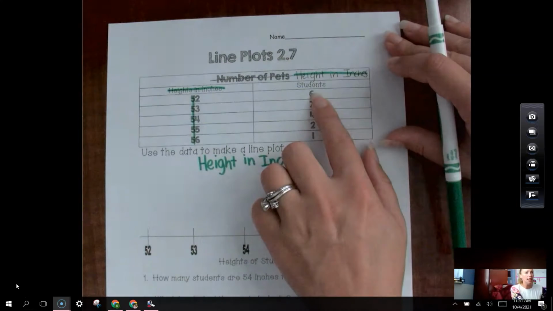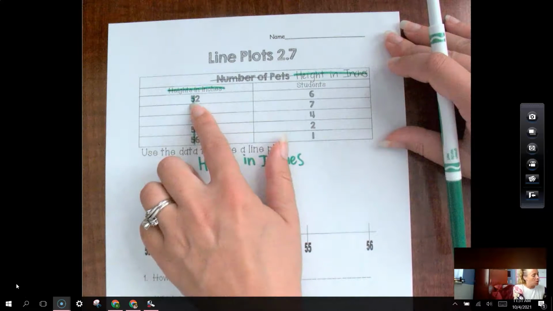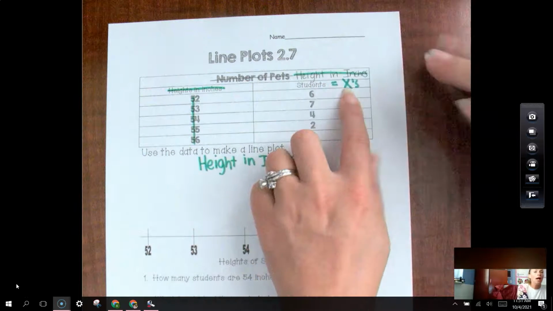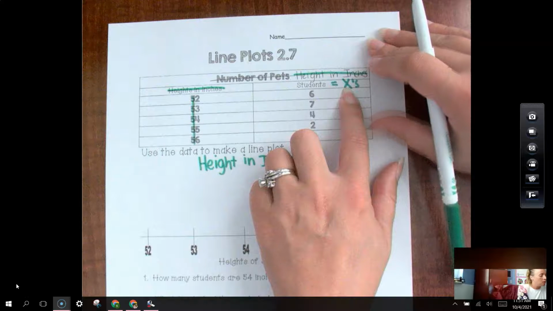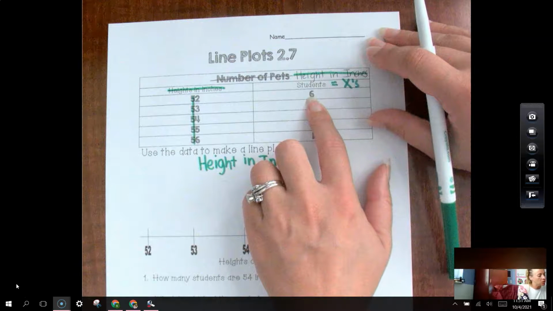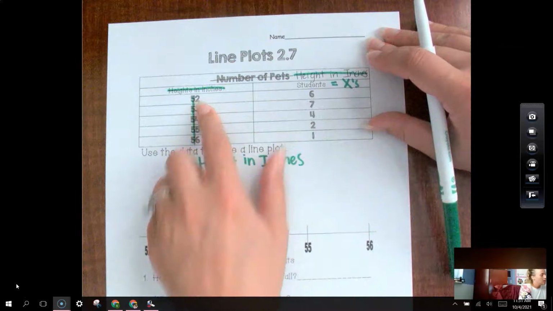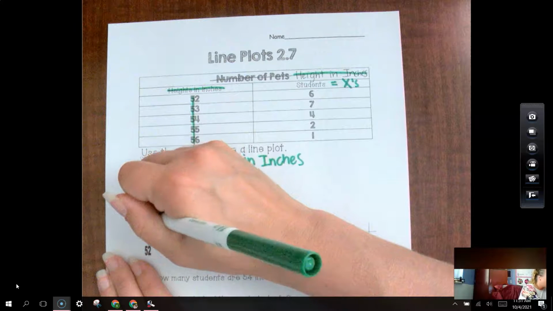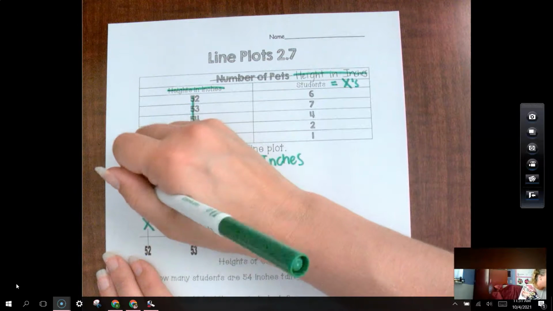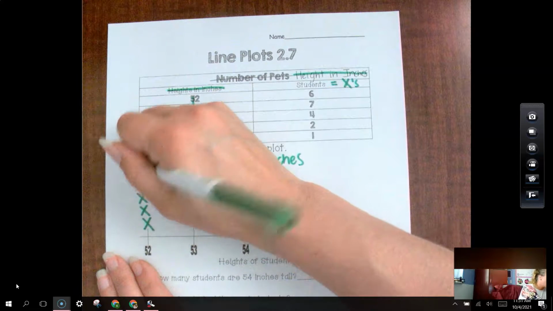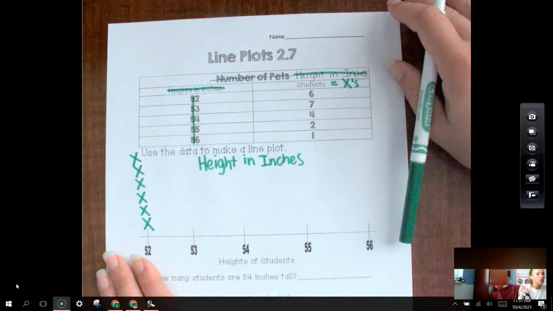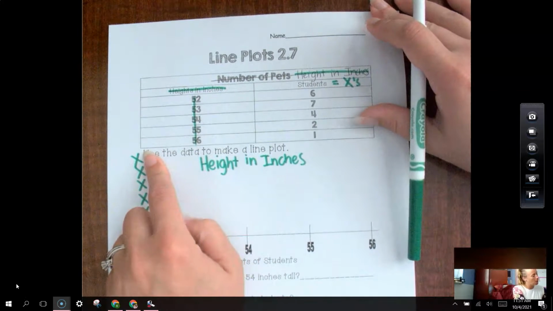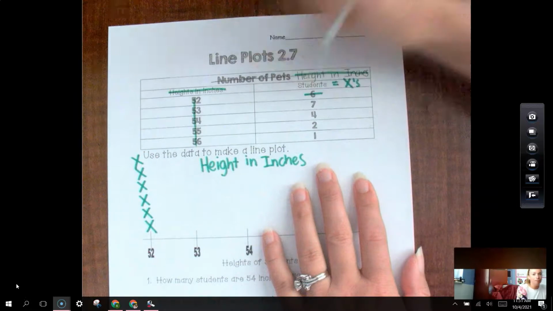So 6 students are 52 inches. Remember, students are X's. We will draw X's for our students. So we must draw that 6 students are 52 inches. So 6 students. 1, 2, 3, 4, 5, 6. 6 students are 52 inches. Remember, X's represent people. Cross off the 6.